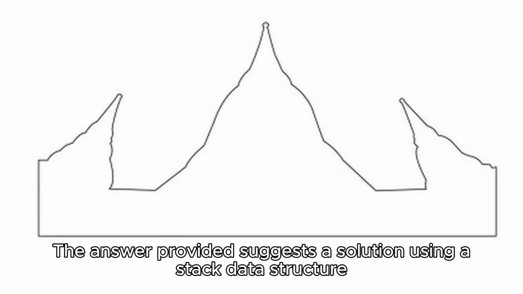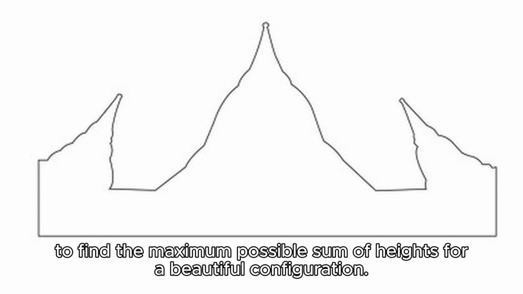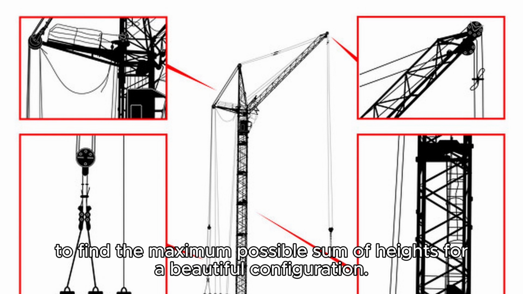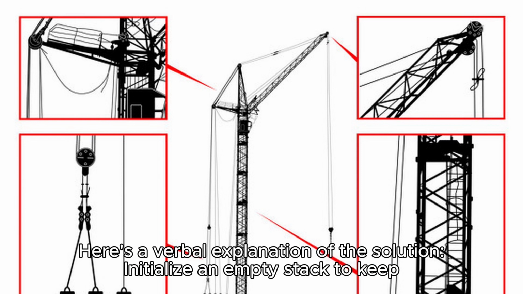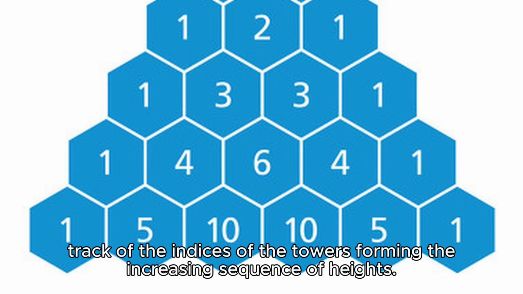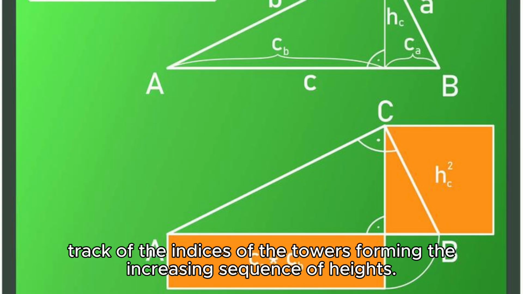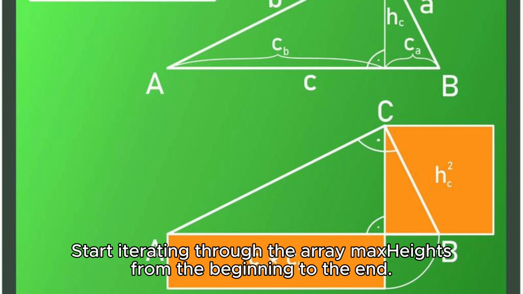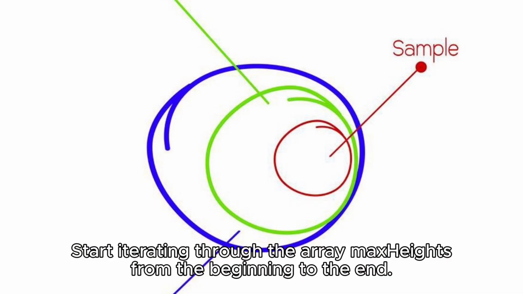The answer provided suggests a solution using a stack data structure to find the maximum possible sum of heights for a beautiful configuration. Here's a verbal explanation of the solution. Initialize an empty stack to keep track of the indices of the towers forming the increasing sequence of heights. Start iterating through the array maxHeights from the beginning to the end.